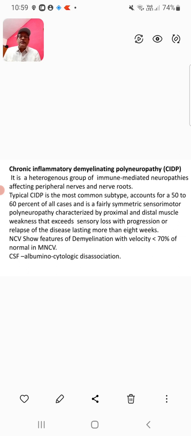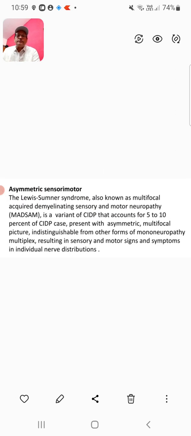In that, it is a fairly symmetric sensory motor polyneuropathy, characterized by proximal and distal muscle weakness that exceeds sensory loss, and have a progression or relapse of the disease lasting at least more than 8 weeks. NCV will show the features of demyelination with velocity less than 70% of normal in motor NCV. CSF will reveal raised protein, normal cells, and nerve biopsy can help.